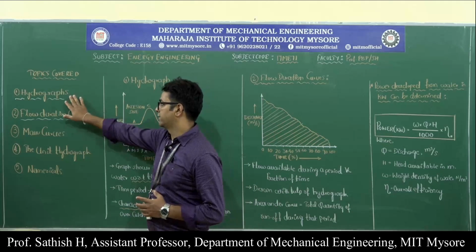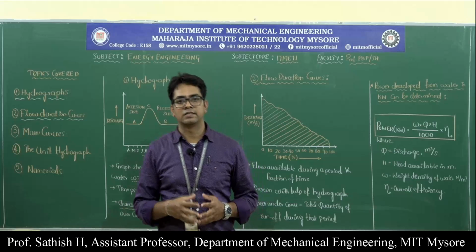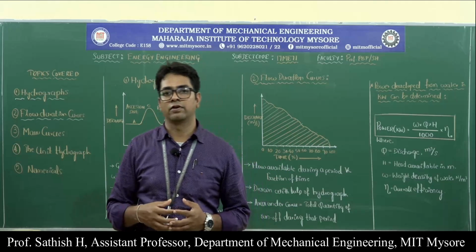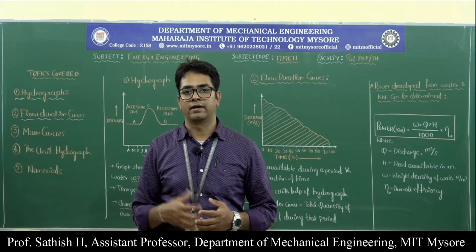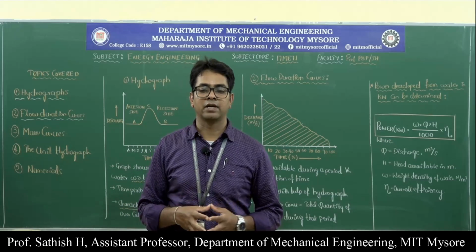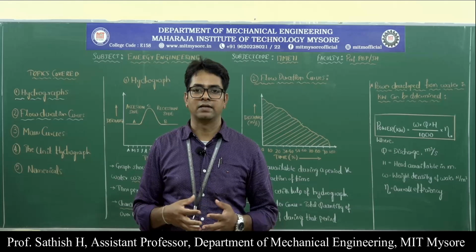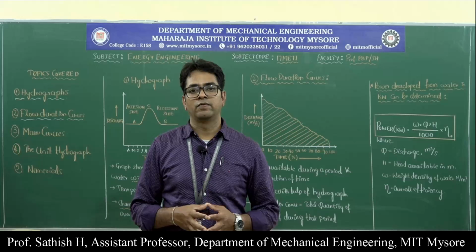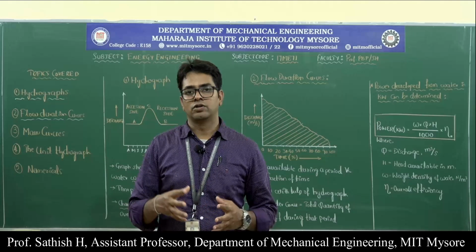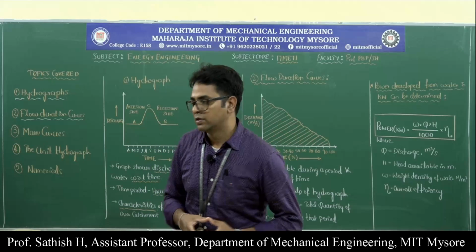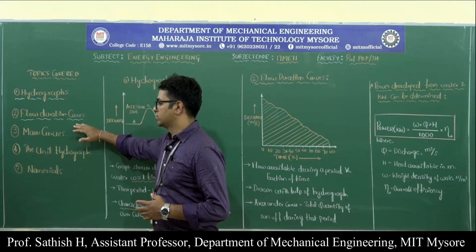The first one is hydrographs. Here we will see what we mean by hydrographs. It is basically a graph where on the y-axis we have the discharge and on the x-axis we have the time. The time can be taken in terms of months, years, or days. We will see how to draw that graph when the data is given in the problem. The next topic is flow duration curves.